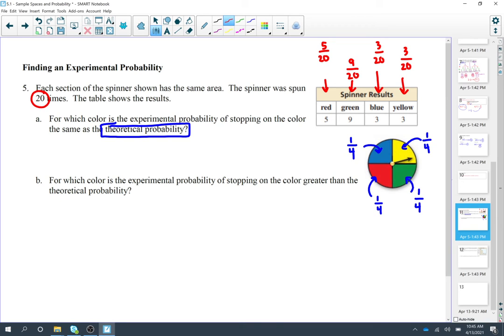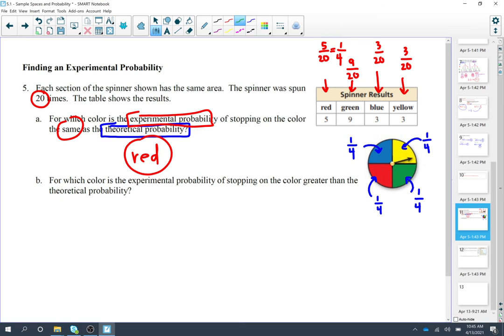And they're asking, well, which color is the experimental probability the same as the theoretical probability? So I'm going to look at this 5/20ths here. And if you simplify this, you're actually going to get 1/4. So the answer would be red, because they're both 1/4.